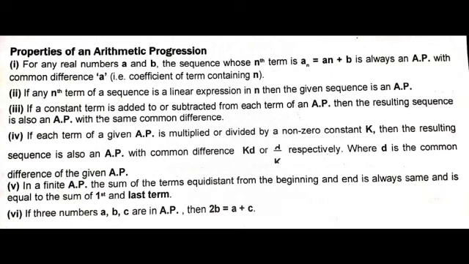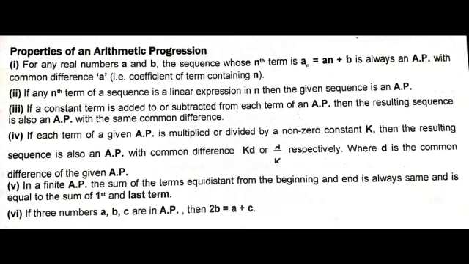Second property: if the nth term of a sequence is a linear expression in n, then the given sequence is an AP. Third property: if a constant term is added or subtracted from each term of an AP, then the resulting sequence is also an arithmetic progression with the same common difference.